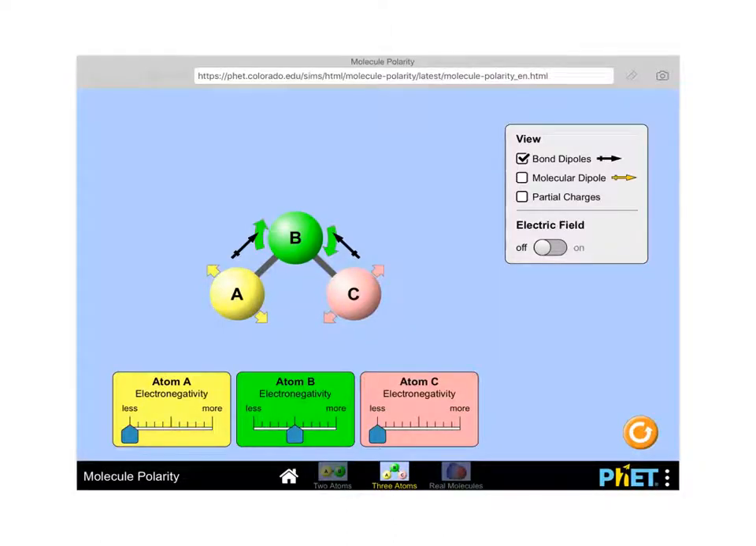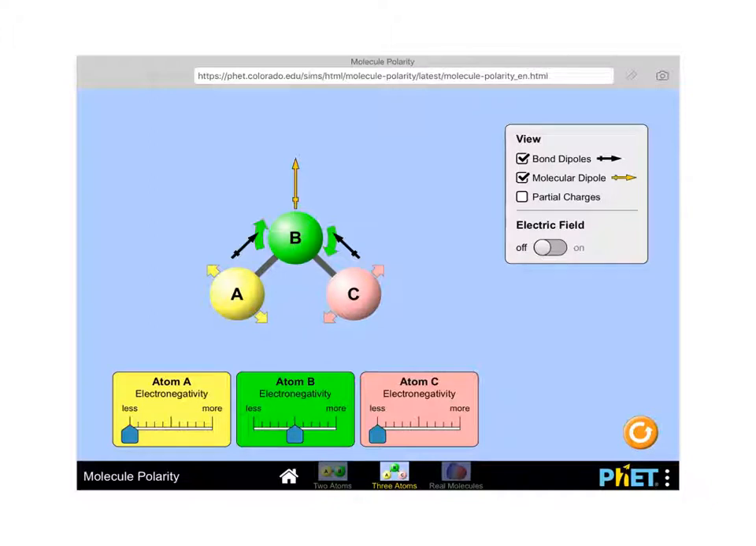Let's now connect bond dipoles with molecular dipoles. Here we have a bent-shaped molecule similar to water. I've set the electronegativities so that atom B is more electronegative than atoms A and C. We can see the bond dipoles pointing in the direction of atom B, which indicates the electrons within those bonds are being pulled more closely to B. As a result of the unsymmetric shape and the two polar bonds, there is an overall molecular dipole.